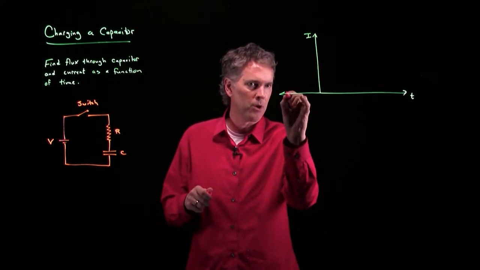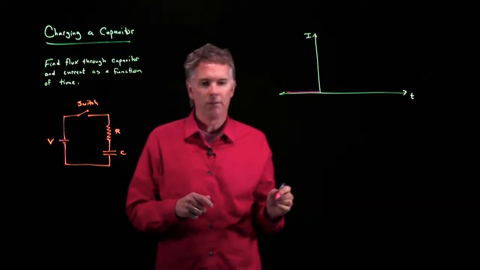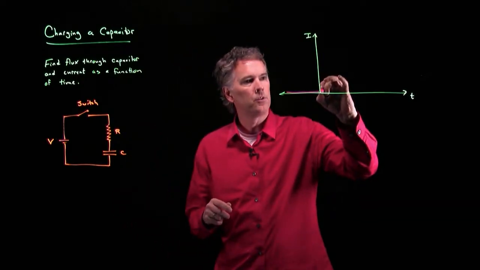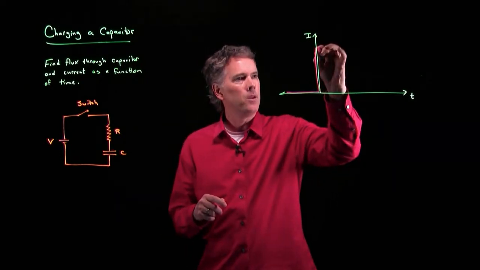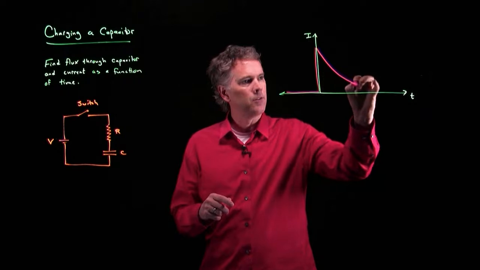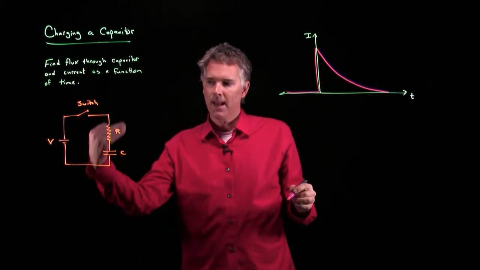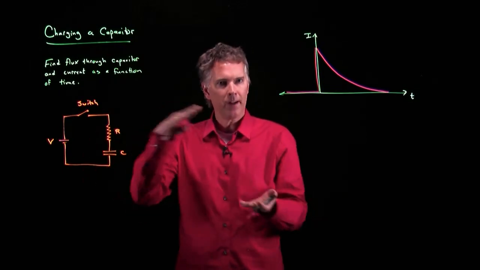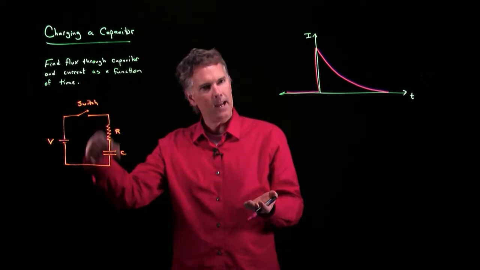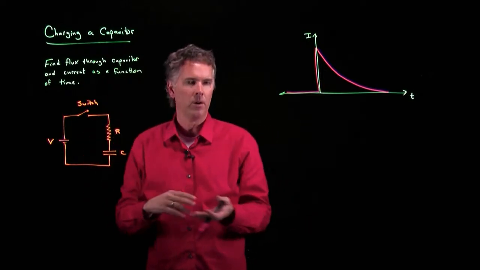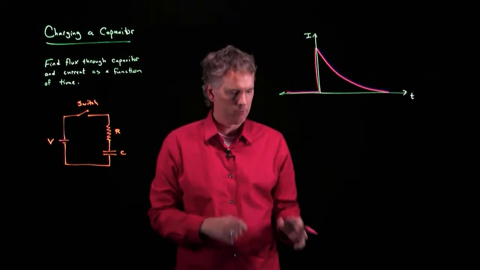So here we are marching along in time. We're at 0 current, and then all of a sudden we turn on the switch, it jumps up to some maximum level, and then we know what happens, it decays. We know that after a very long time it has to go back to 0 because the capacitor charges up and then it stops, right? It can't move current across it anymore because it's two parallel plates.